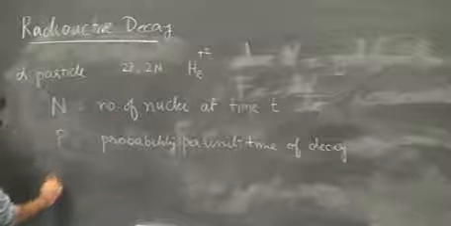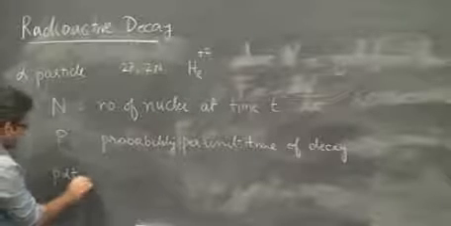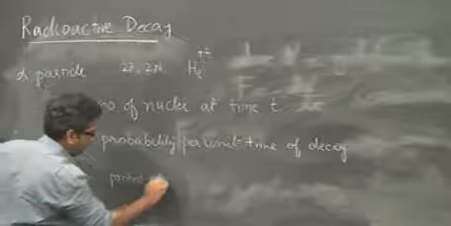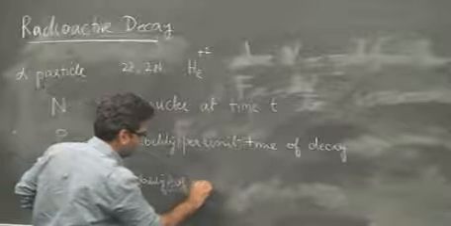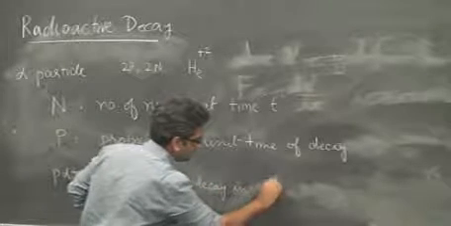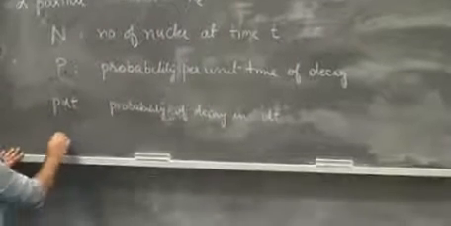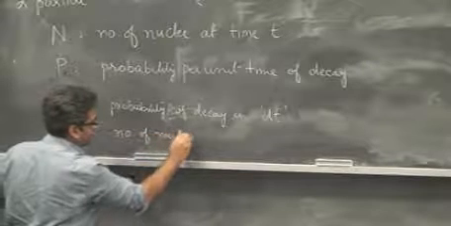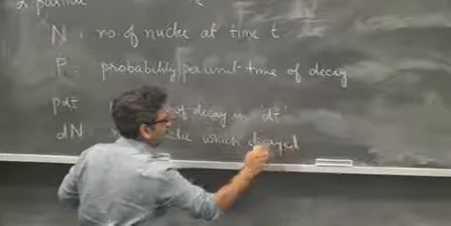So then p times dt would be the probability of decay in time interval dt, and if dn is the number of nuclei which decay, then we can relate these quantities like this.